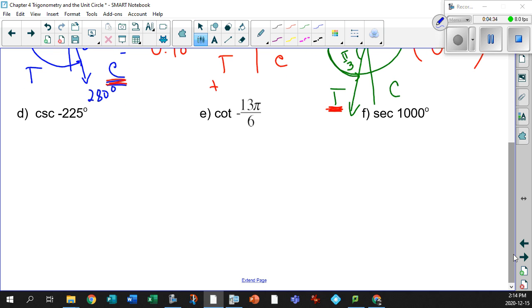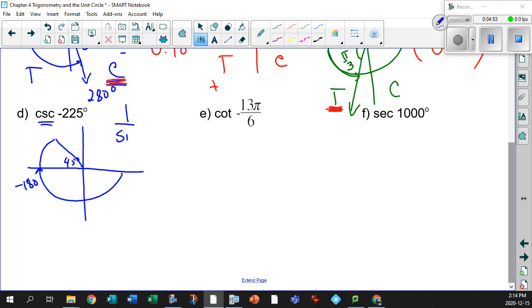Okay, 225. How do we go about doing that one? Okay, no problem. Going this way is negative 180. I'm going to go 45 more. Okay, cosecant now. Cosecant is the flip of sine. So this is 1 over sine. So you know what? Let's find the sine of 45 degrees. Let's do it right now.